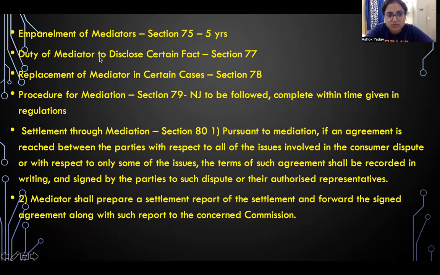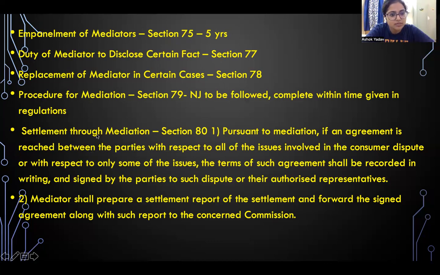The duty of mediators to disclose certain facts is under Section 77. Section 78 is talking about replacement of mediator in certain cases. And Section 79 is talking about the procedure for mediation. So they are saying that while mediating, these mediators have to follow the principle of natural justice, and they have to complete within the time given in the regulation. Any matter which is sent over to them, they will have to complete within the time period given in the regulations by which they are governed.